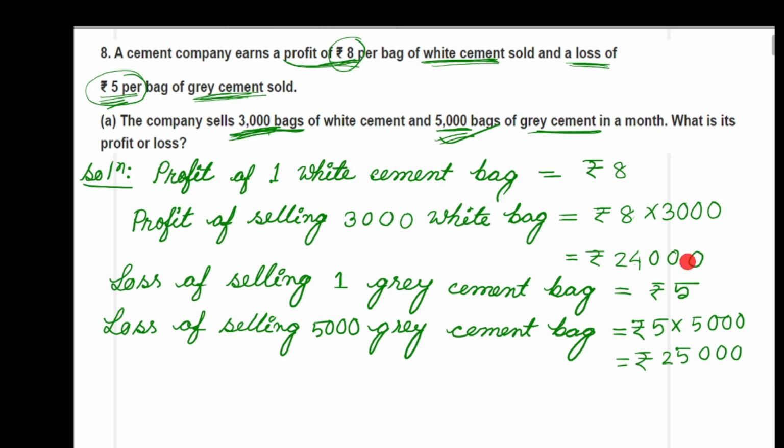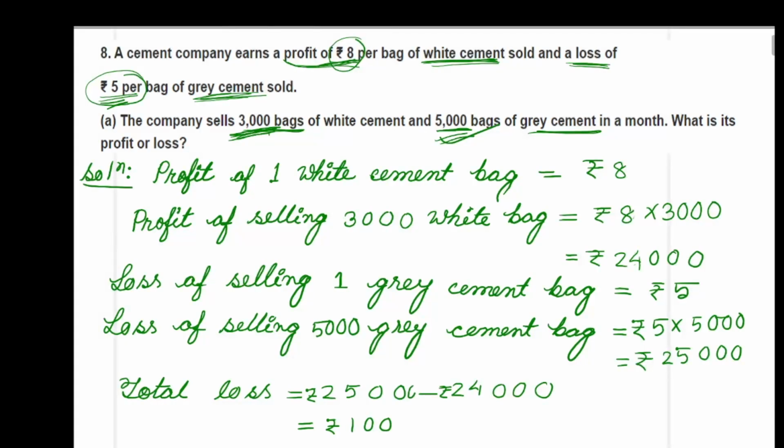That means definitely the company lost the money. Yes. Now in the question it is asked, what is the profit or loss? Definitely it is loss, because loss is greater. Now we have to find out how much they have lost. So we have to write total loss. Total loss equal to what? 25,000 minus 24,000. So what will be the loss? Rupees 1,000. Sorry, I have written 10 less. 1,000. Okay, 1,000 rupees they have lost.